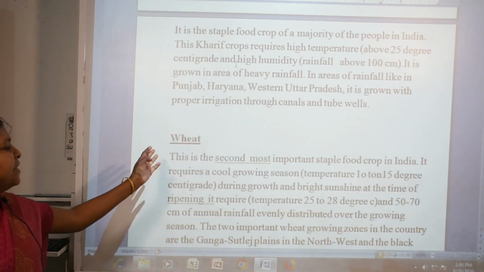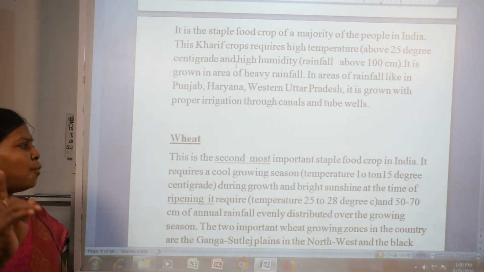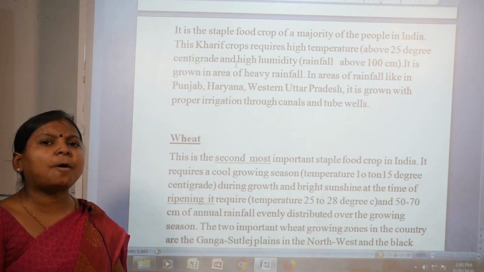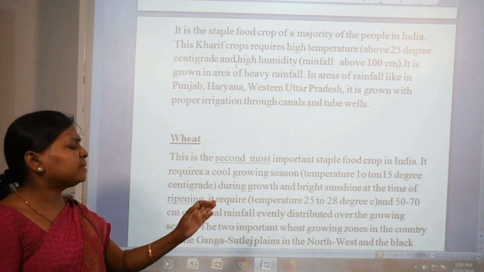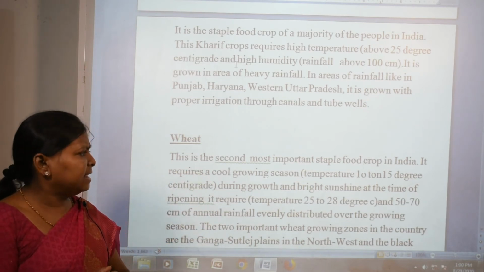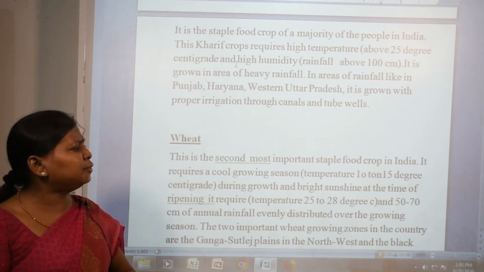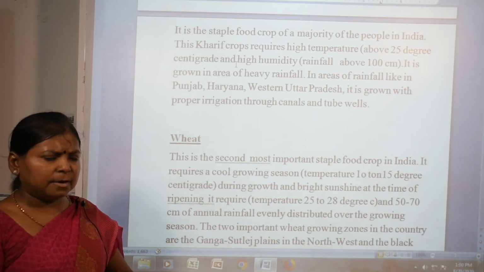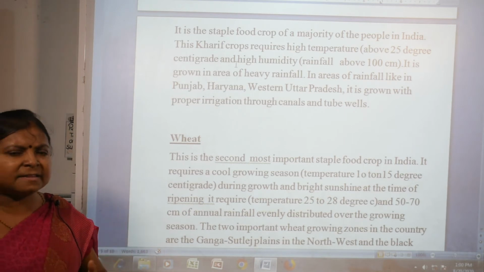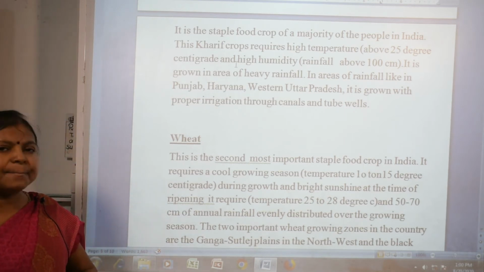Next crop, that is wheat. It is the second most important staple food crop in India. It requires cool growing seasons. It needs a temperature of 10 to 15 degrees centigrade during growth, and it needs bright sunshine at the time of ripening.